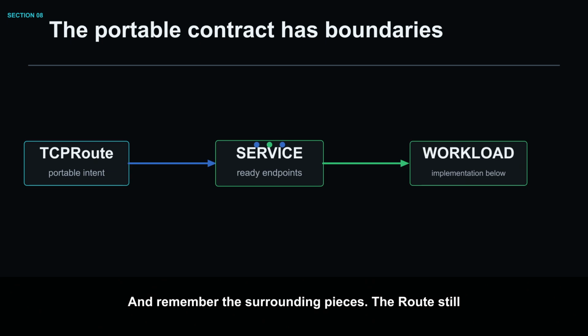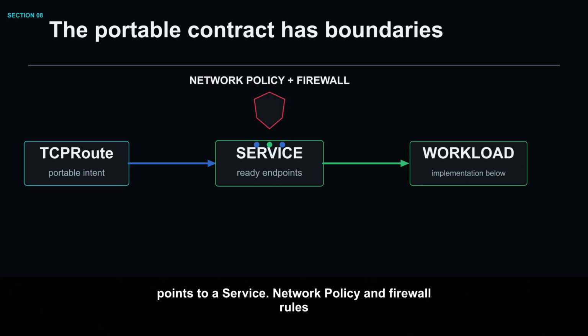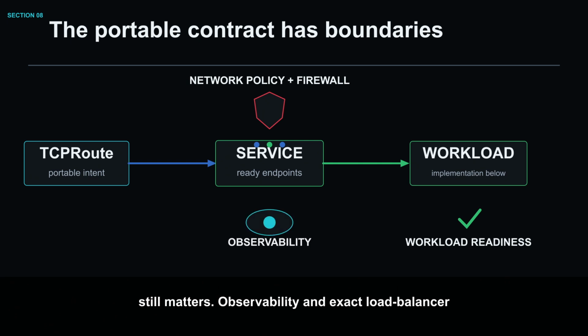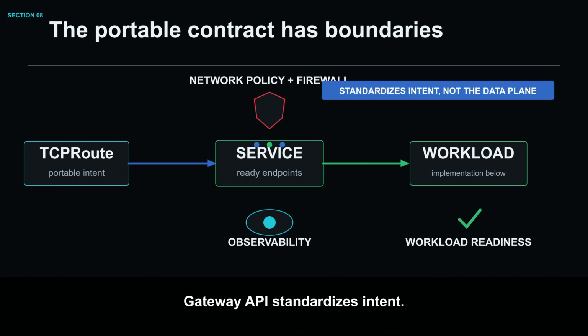And remember the surrounding pieces. The route still points to a service. Network policy and firewall rules still control allowed connectivity. Workload readiness still matters. Observability and exact load balancer behavior still depend on the implementation. Gateway API standardizes intent. It does not erase the data plane underneath it.